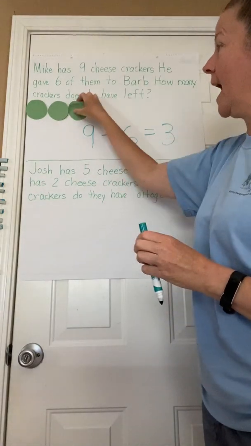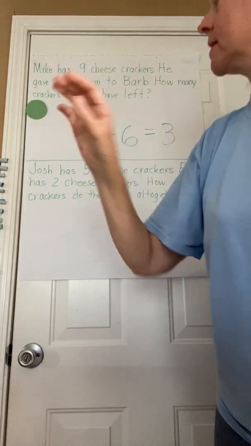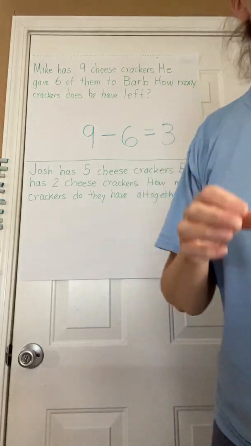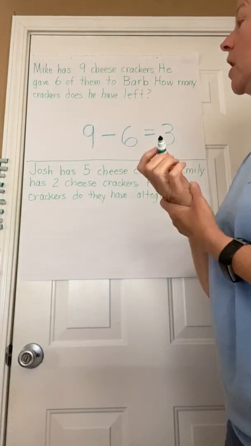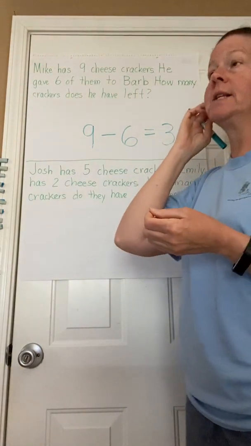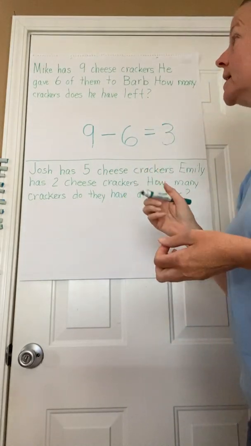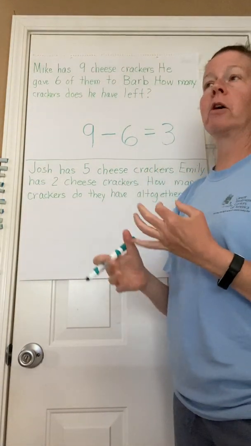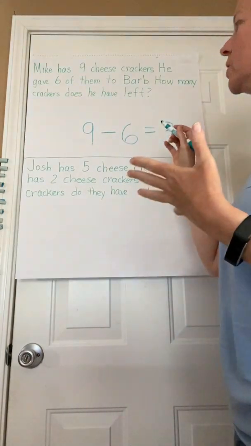All right, if you don't have counters, or let's say you're just doing this and you don't have time to go get counters, or you just don't have anything that you want to use, you can also draw the counters. And what I do is I tell my kids to just draw circles, because circles are quick and easy. We don't have time to draw crackers, or if it's flowers, we don't want to take the time to draw the whole flower, so we just do circles.